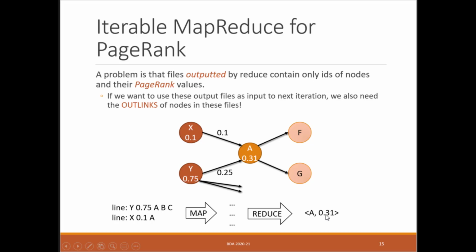As discussed earlier, the output of each iteration should be used as an input to the next iteration. However, as we can see here, the output file of an iteration is not suitable to be used as an input to the next iteration. In fact, there is no information about the outlink nodes in the output files. To address this problem, we should modify our MapReduce implementation so that the output of each iteration contains the outlinks of each node.